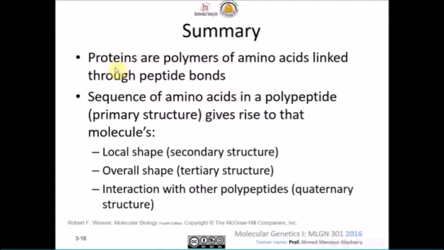Summary of this lecture: proteins are polymers of amino acids linked through peptide bonds. The sequence of amino acids in a polypeptide is the primary structure. Local shape gives secondary structure. Overall shape is tertiary structure. Interaction with other polypeptides is called quaternary structure.